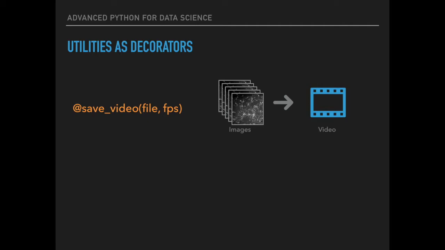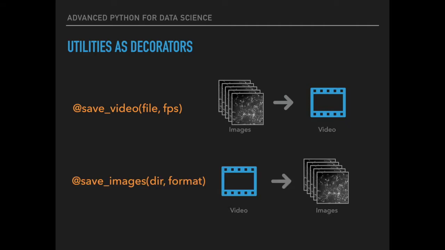That might be useful if you want to convert a series of microscopy images into a time-lapse video, for example. The Save Images decorator does the opposite and converts a video output into a series of images. These decorators can also be useful when you're applying many functions to transform your images and you want to save the intermediary steps for debugging purposes.